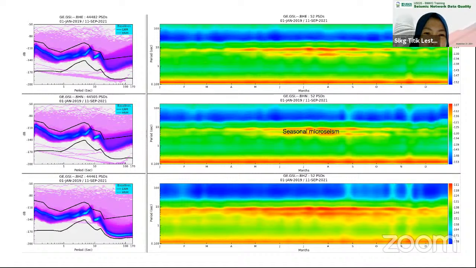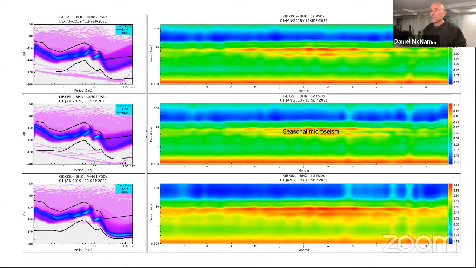Excuse me, Mr. McNamara. Yes. I have one question about why instability in the long period only often occurs in the horizontal component, while it is not happening on the vertical component. Is the horizontal component more susceptible to environmental variation? Yes, I think the horizontal components are much more sensitive.